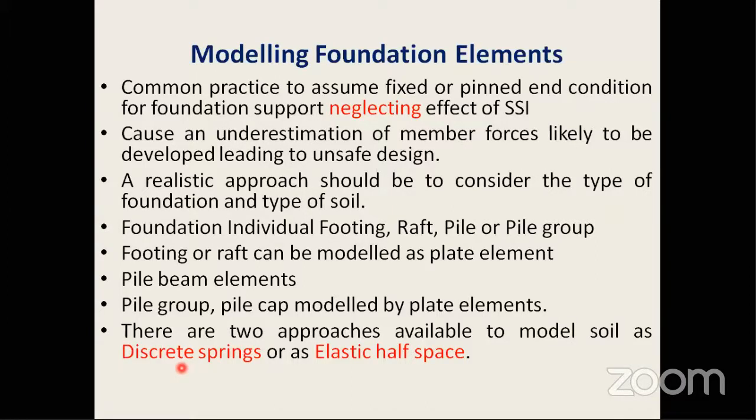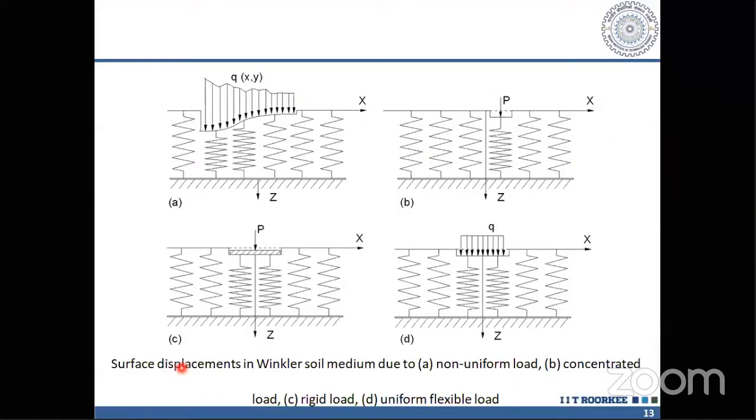But how to model the soil, we have two approaches: one is discrete springs, that is Winkler's hypothesis, or we can use an elastic half space. Elastic half space is better when only a raft is there. In that case it is maybe more rational, but in the case of pile, that is not as rational, because the elastic half space approach ignores the presence of pile. So this is Winkler's hypothesis, we can see its modeling, we are using it.